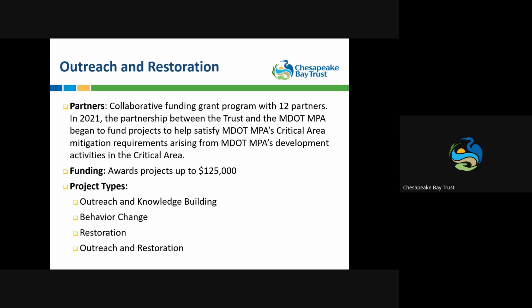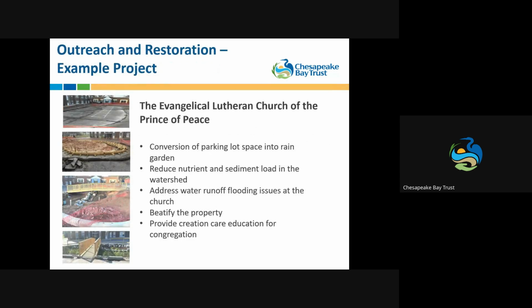So an example of a project that was funded with fee in lieu funds through the Outreach and Restoration Project took place at the Evangelical Lutheran Church of the Prince of Peace. There's some pictures, they're a little small, hard to see, but they took a large area of their parking lot space and converted it to a rain garden. So this was mutually beneficial in a bunch of ways.